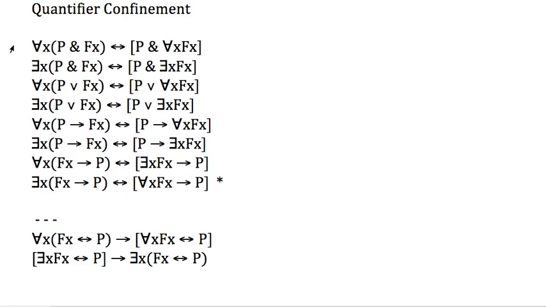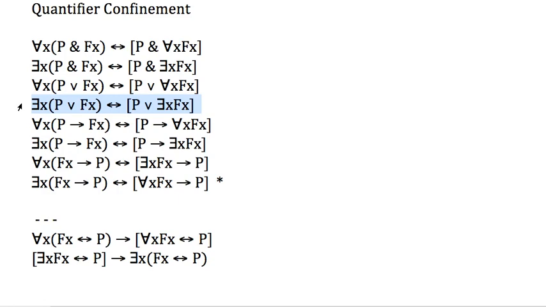So here we have for all x, bracket p and fx. Well, the universal quantifier only does anything to the fx part, and so we can simply move it over and attach it onto the f, and we haven't changed the meaning. The same would go if it was an existential. We have exactly the same kind of situation with or. We can simply confine the quantifier to the part that it applies to, whether it's a universal or an existential. Doesn't make any difference.